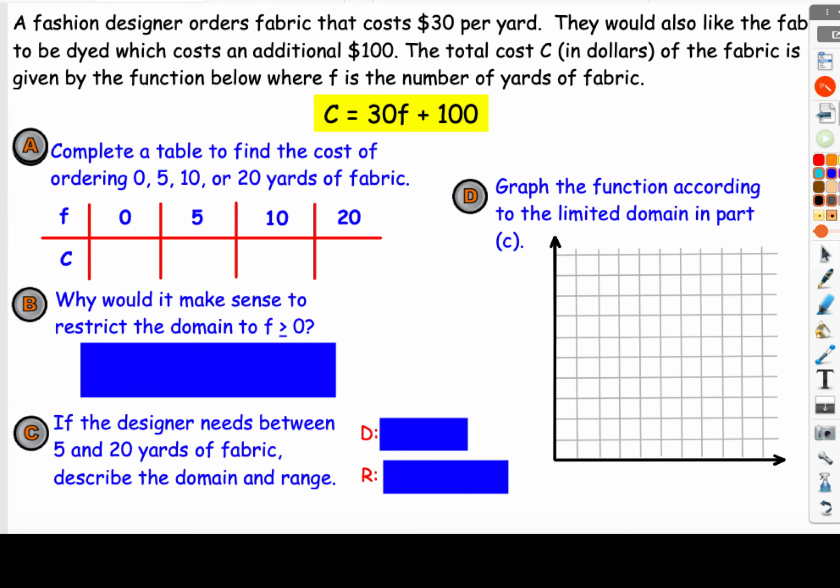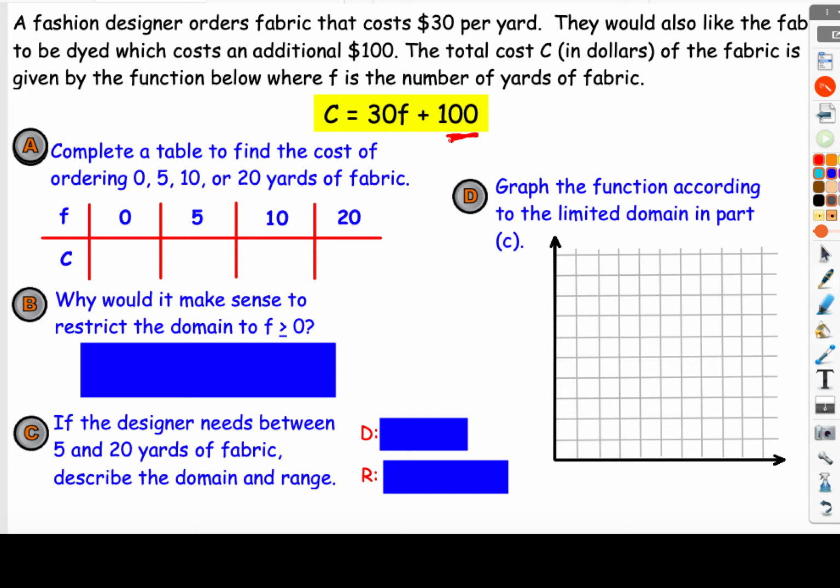Again, if we want to actually use linear equations, what we want to be able to do is apply this to the real world. So you'll notice a fashion designer orders fabric that costs $30 per yard. So notice as the number of yards F of fabric increases, we're going to increase by 30 each time. But we're also starting off with a flat cost. We'd also like the fabric to be dyed at a cost of an additional $100. So the 100 is just a one-time fee.